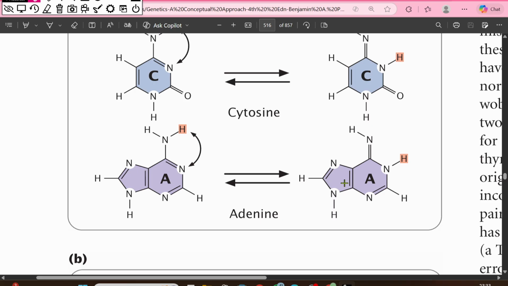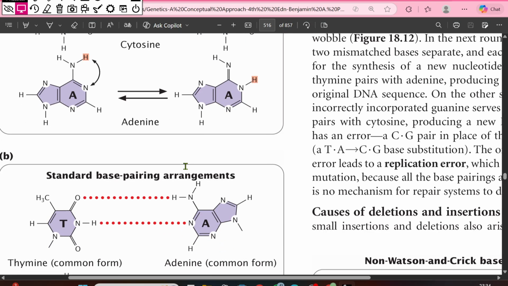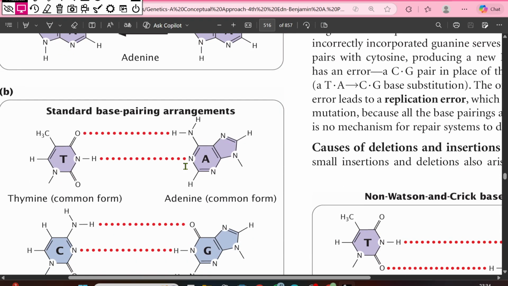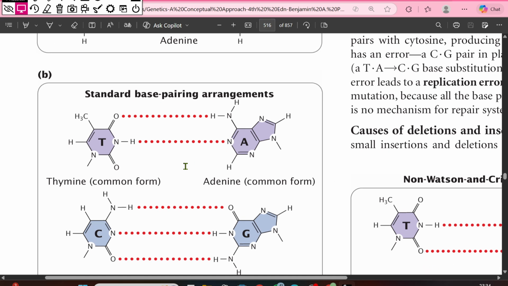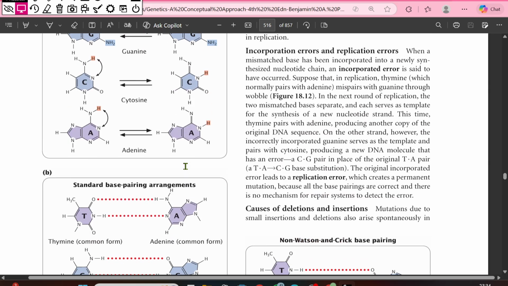Earlier they were proposed in a way that they do not follow the Watson and Crick model, but this is not the actual reason for the spontaneous mutations. Earlier the scientists believed that tautomeric shifts were an important phenomenon of spontaneous mutations, but nowadays there are other reasons also, one of them being the wobble base pairing.